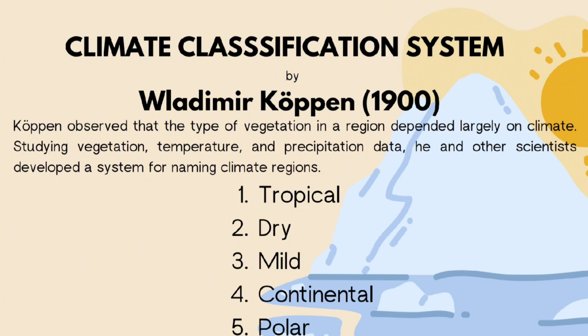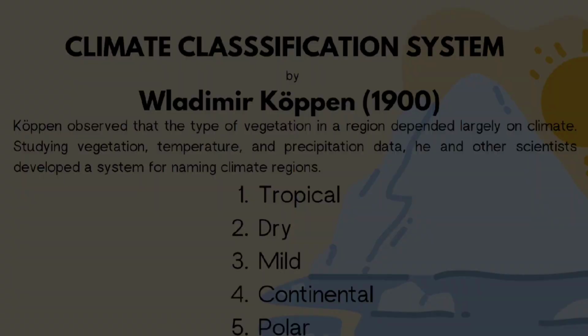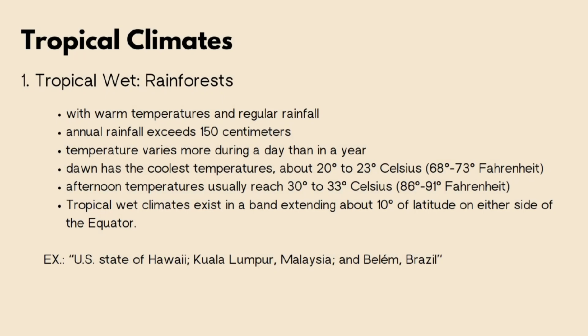Köppen observed that the type of vegetation in a region depended largely on climate. According to the Köppen climate classification system, there are 5 climate groups, namely tropical, dry, mild, continental, and polar. These climate groups are further divided into climate types, which can be seen in the next slides. First, we have the tropical climates.